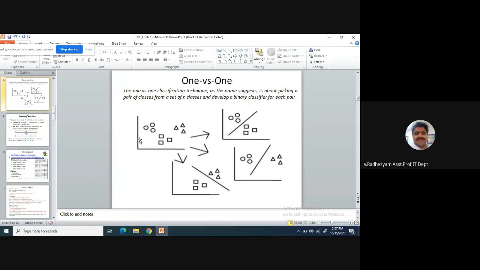Now, 1 versus 1. How to do 1 versus 1? 3 classes are there. Every 2 pair you need to consider. We need to consider 2 pairs and make a separation between them. 1 versus 1.